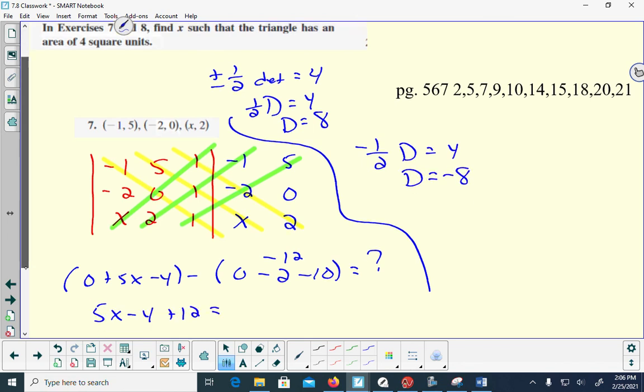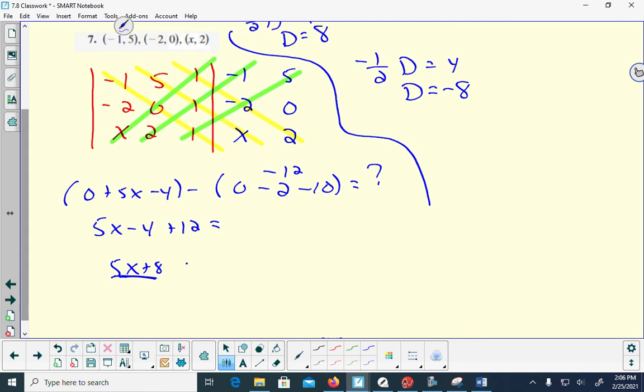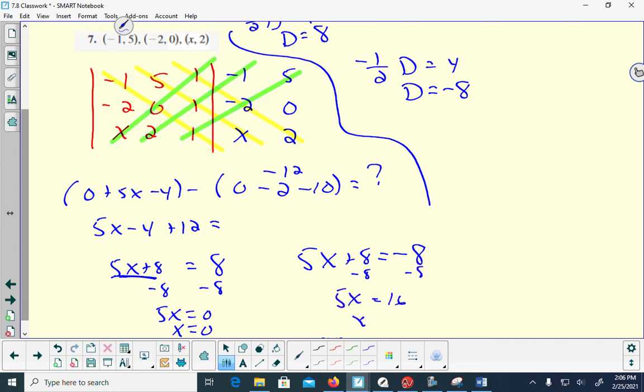So when I go to solve this, I am going to have to set it equal to 8, and I'm going to have to set it equal to negative 8, because there are two possible answers. One could be when it was positive, one could be when it was negative. So when I subtract 8 from both sides, I get 5x is equal to 0, x is equal to 0. When I do this one, I subtract 8 from both sides, and I get 5x is equal to negative 16, x is equal to negative 16 fifths. And those are my two possible answers for x.